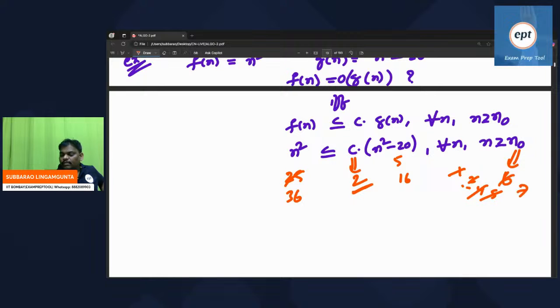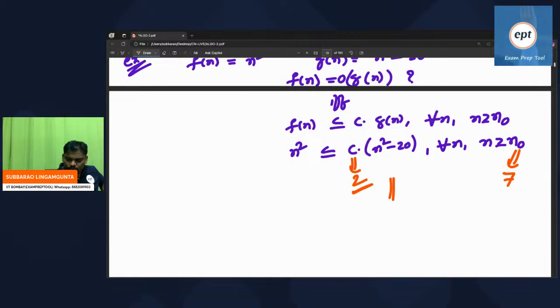Let's take 7. 7 square is 49. On the right, 49 minus 20, which is going to be 29. 29 into 2 is approximately 58. I think 7 onwards it is working. There may be many pairs, but I want to give one pair. So C is equal to 2, n0 is equal to 7. From 7 onwards, this relation holds good.